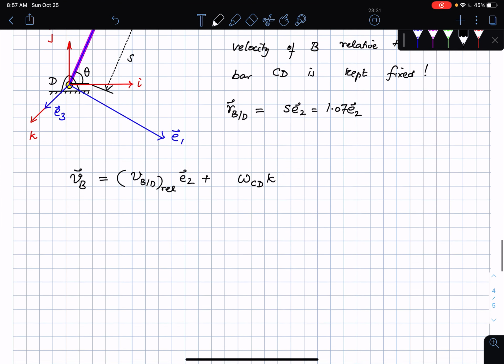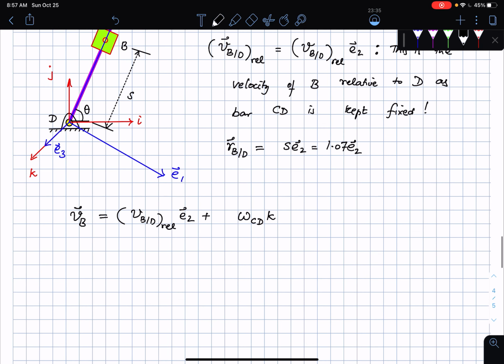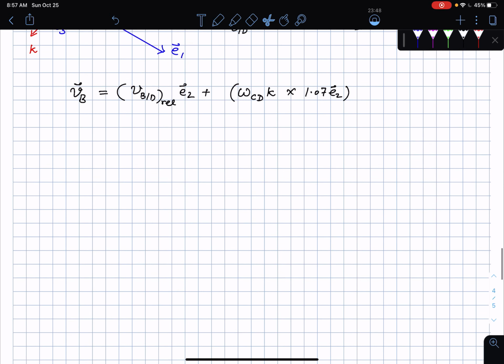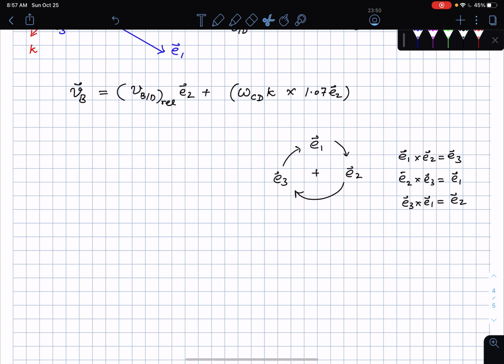Okay, and so this is omega CD K crossed with 1.07 E2. Okay, then I bring my triad, if you want. Never go anywhere without the triad. So in this situation, I can say that E3 is the same as the K direction. So K cross E2 is the same as E3 cross E2, which is going to be minus E1. Okay, so that's something that you can see here.